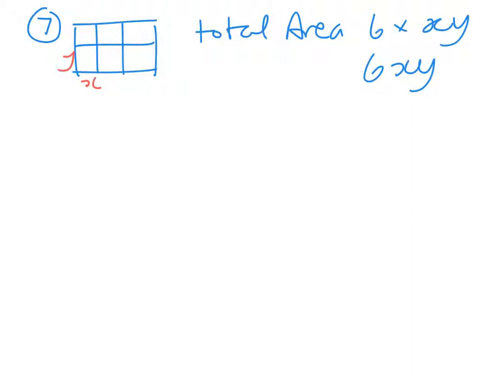Now the length, the total length that's required is going to be 1, 2, 3, 4, 5, 6, 7, 8, 9 x's. Add on 1, 2, 3, 4, 5, 6, 7, 8, 8y.